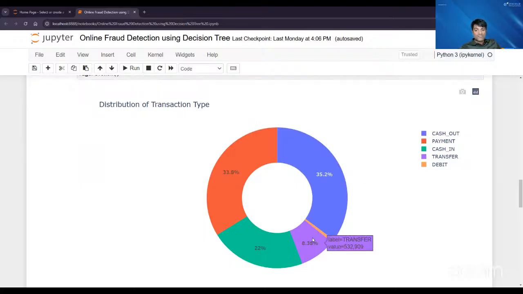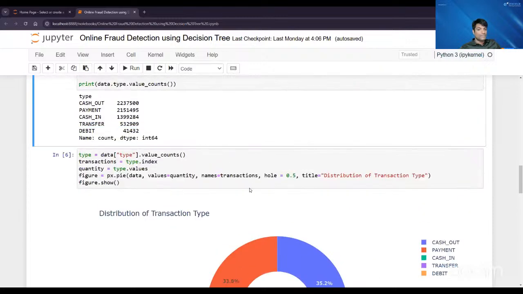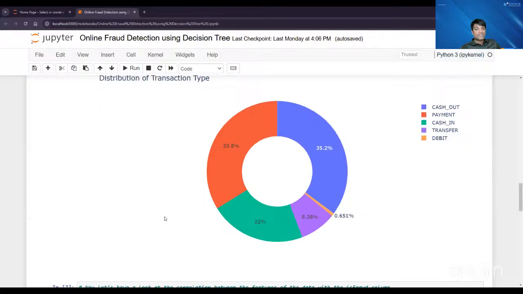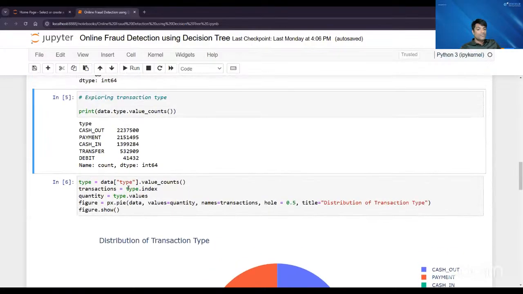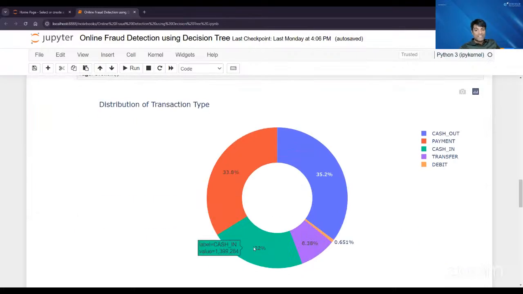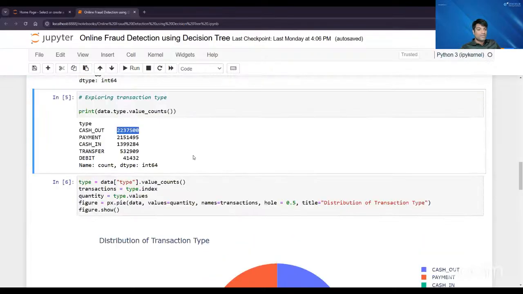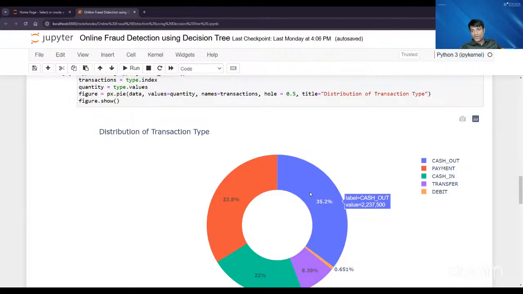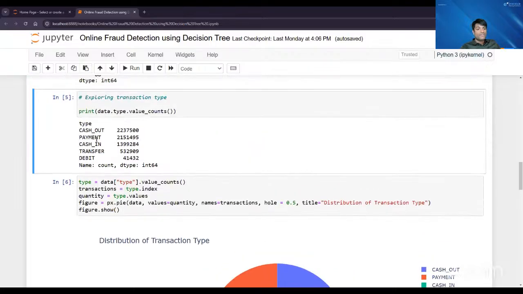This 8 is the transfer, which is very small. The 22 is cash in, which is 22%. Your big players are the payments and the cash outs. Cash out is a bigger number, contributing up to 35.2% of the distribution of transaction types. So cash out plays a major role among the 5 unique transactions in this data set.